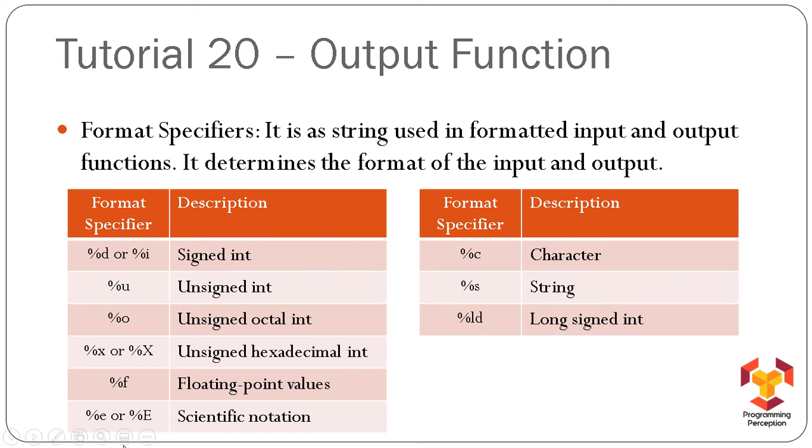Now these are all strings, because there are two characters over there. The first one is the percentage symbol and the second one is any specific alphabet, and it can be a collection of alphabets as well. Because this is a string constant, it has to be enclosed inside double quotes.